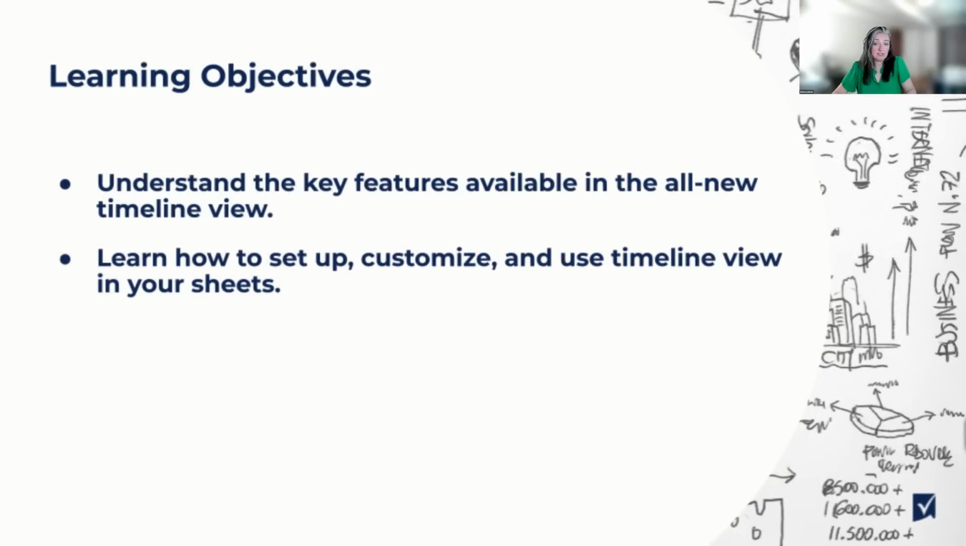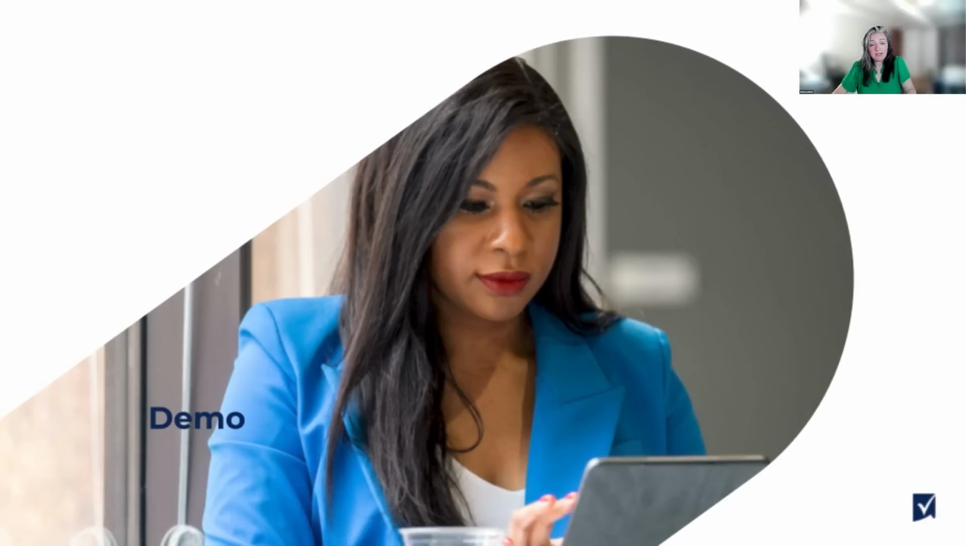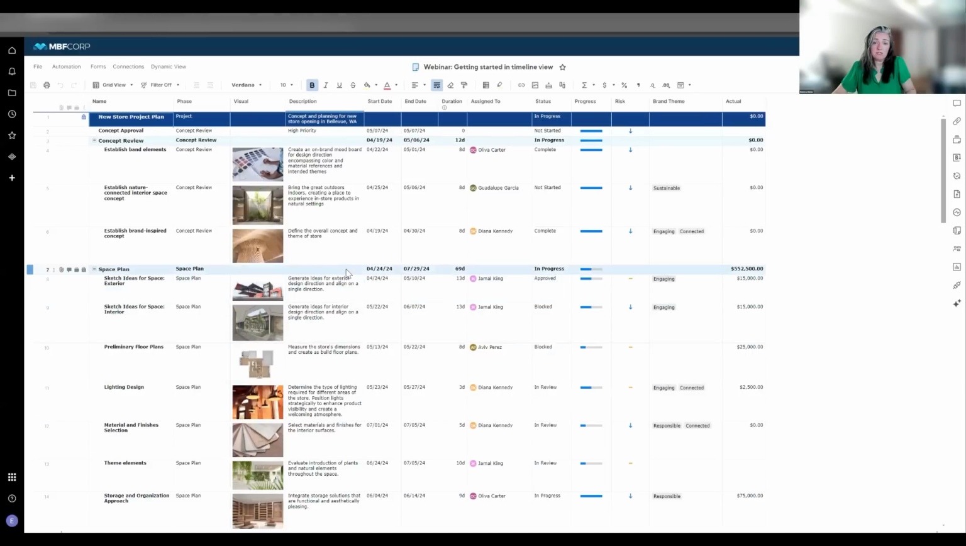By the end of this session, you'll be able to understand the key features available in the all-new timeline view and learn how to set up, customize, and use timeline view in your sheets. Today, licensed users on business plans and above can create and share in timeline view to organize, visualize, and plan their date-based tasks. Let's switch over to Smartsheet, where the user is already logged in and has navigated to the example sheet here in grid view.